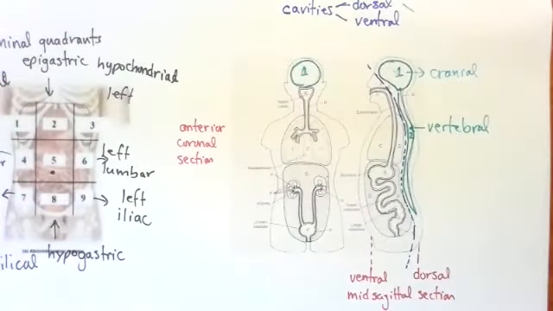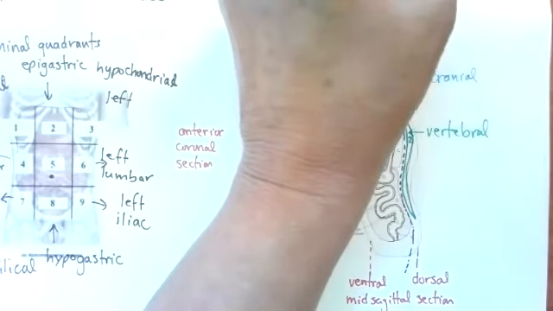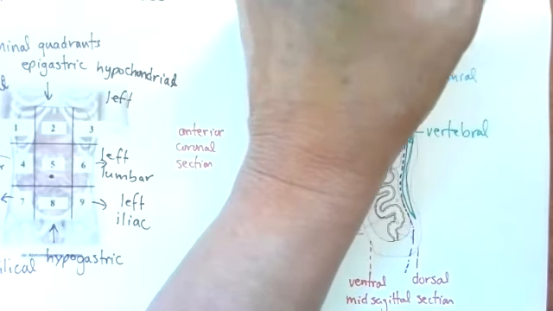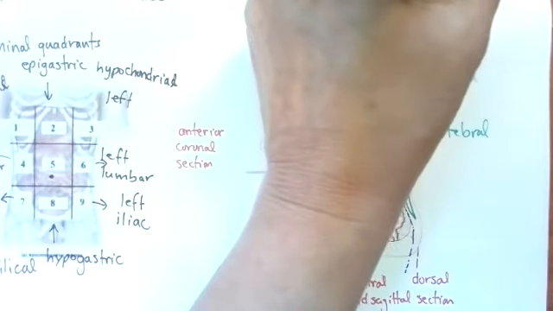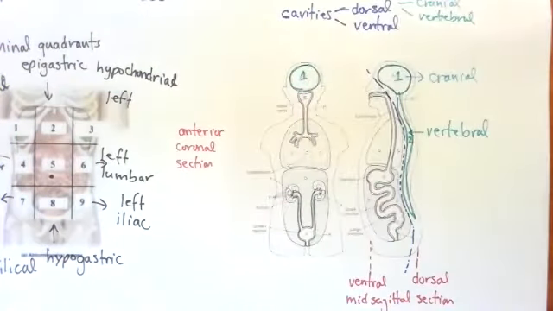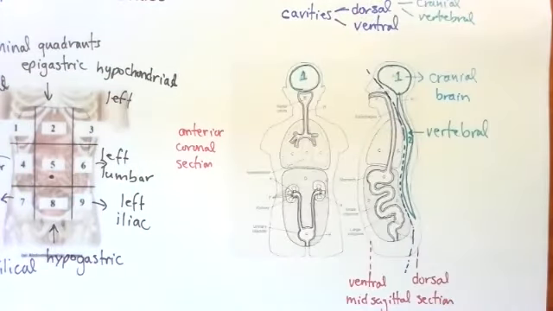So we have two dorsal cavities. We could divide dorsal into cranial and vertebral. And the cranial cavity houses the brain. The vertebral cavity houses the spinal cord. So we have brain and we have the spinal cord.